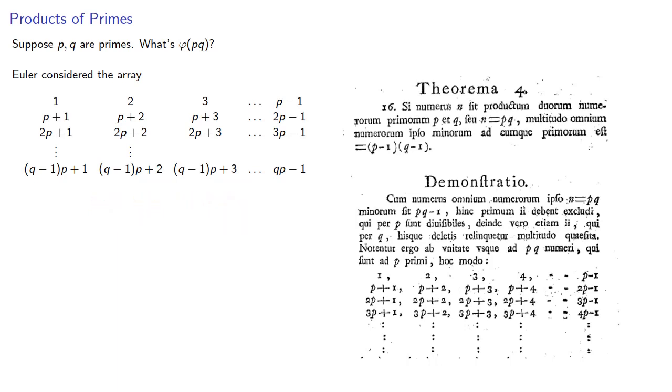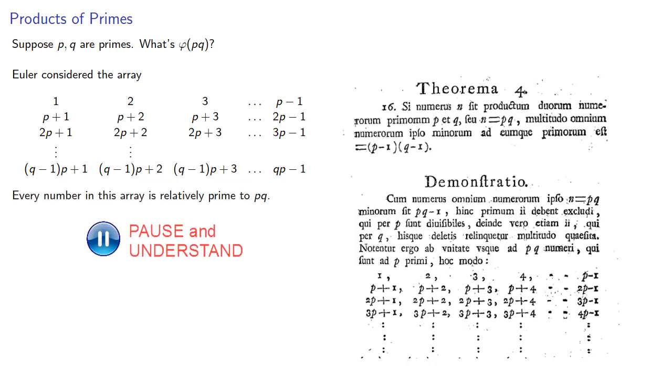Now, the important thing to realize is that since p and q are primes, every number in this array is relatively prime to pq. And so that means phi of pq is the number of numbers in this array. Well, the array has p minus 1 columns and q minus 1 rows. And so phi of pq is the product p minus 1 times q minus 1.